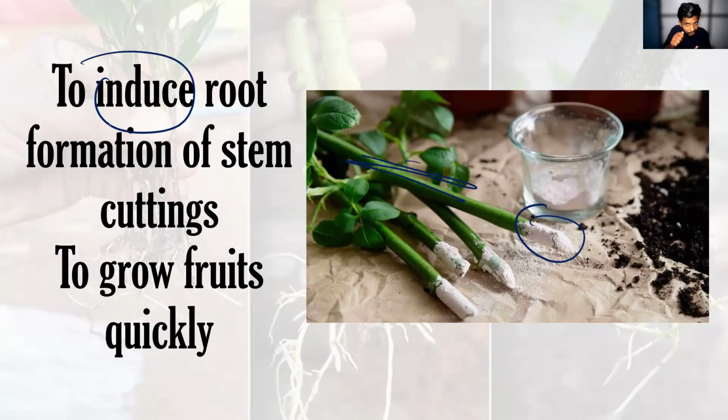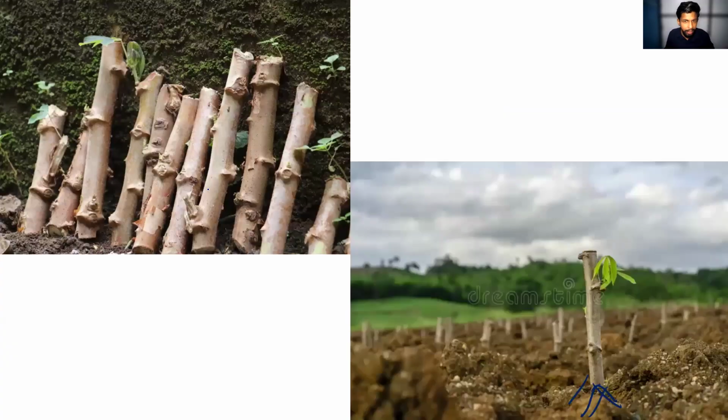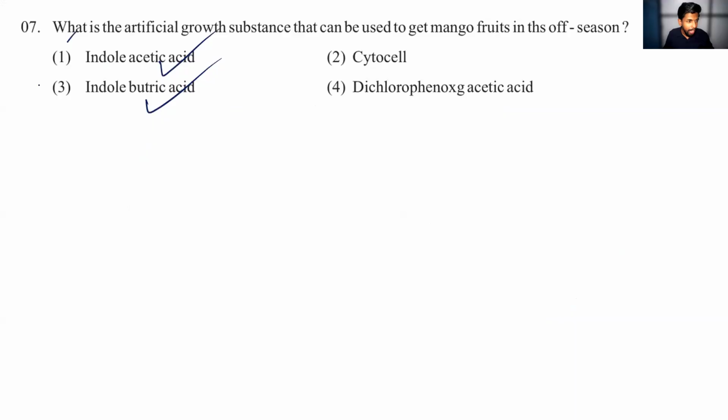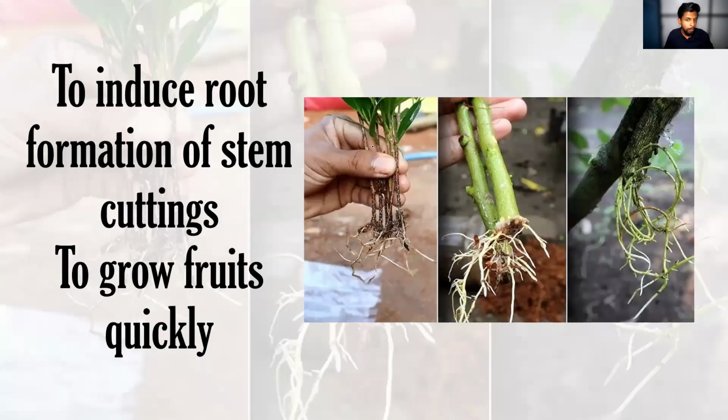Induce means they start to produce roots in the stem cutting. That is the function of indole acetic acid and indole butyric acid. And these are not the answers. Cytosol is the answer. I just explained because they have given those things in the answers. Okay, we'll move to the next question.